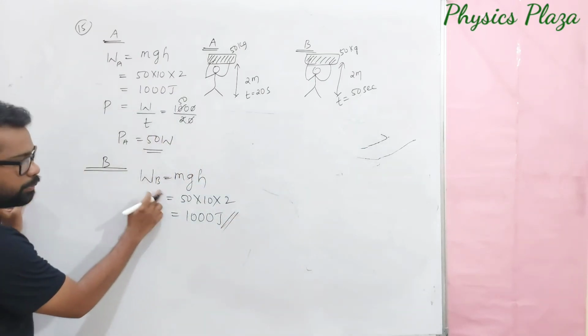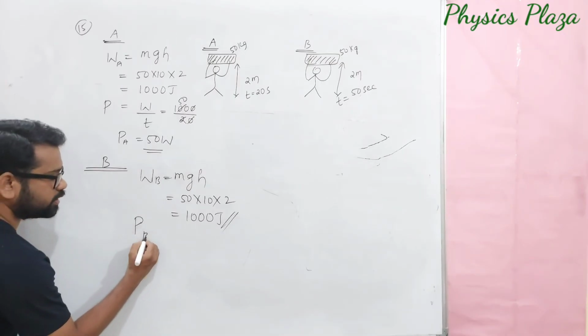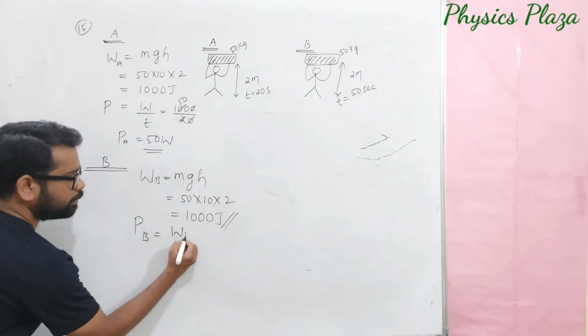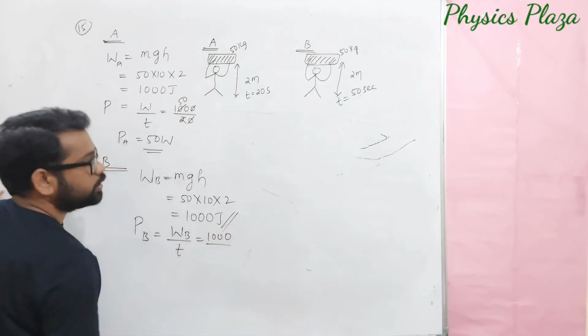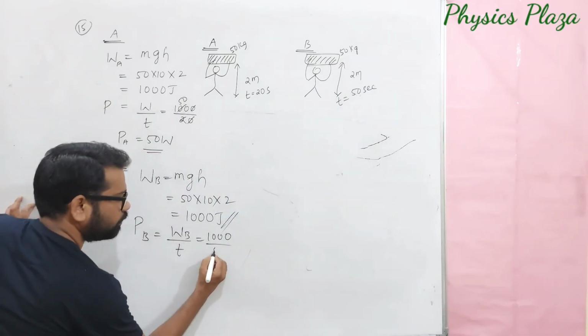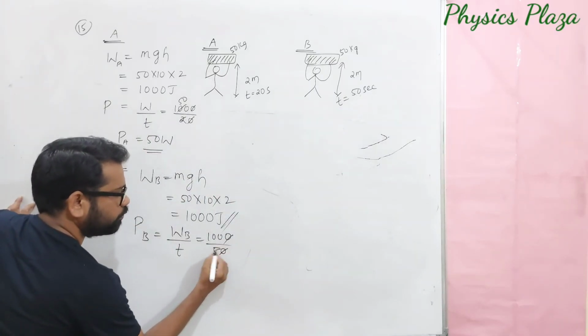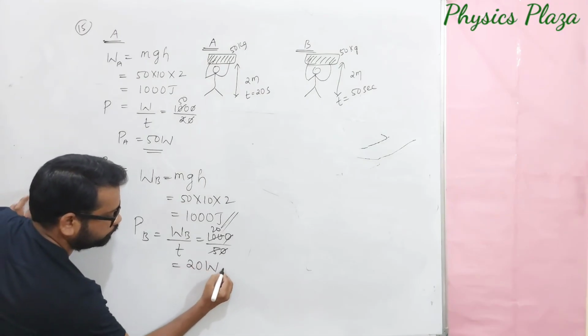So this is the work done by person B. Now power spent by person B is equal to work done by person B by time taken. So it is 1000 by, what is the time taken by person B? 50 seconds he is taking. So 1000 by 50, 5 twos are 10, this is 20 watt.